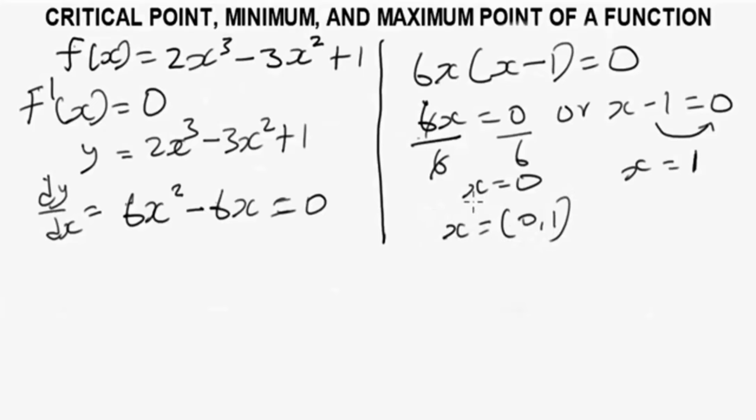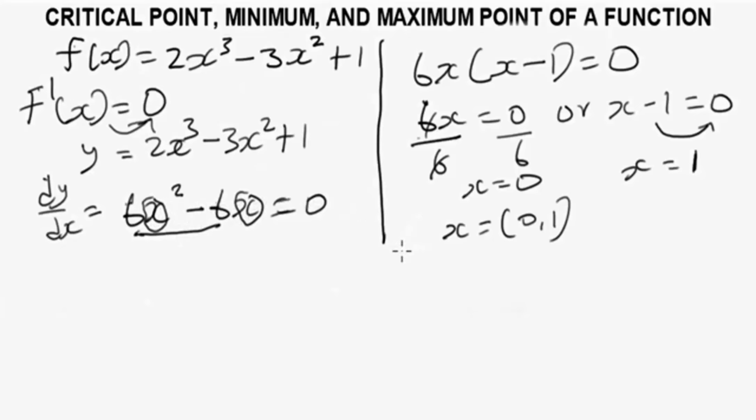Alright, now let's get the critical points of y. But before we do that, let's verify that we are correct, because at a critical point f prime of x equals 0. So let's check if we get 0 when we substitute these values in the derivative. When you put 0 here, 0 squared is 0, 6 times 0 is 0, so it still gives you 0. When you put 1 here, 1 squared gives you 1, 6 times 1 is 6, minus 6 times 1 which is 6, gives you 0. So you are correct, guys.